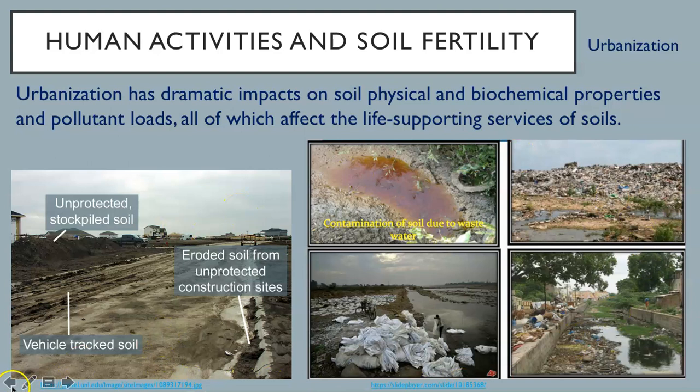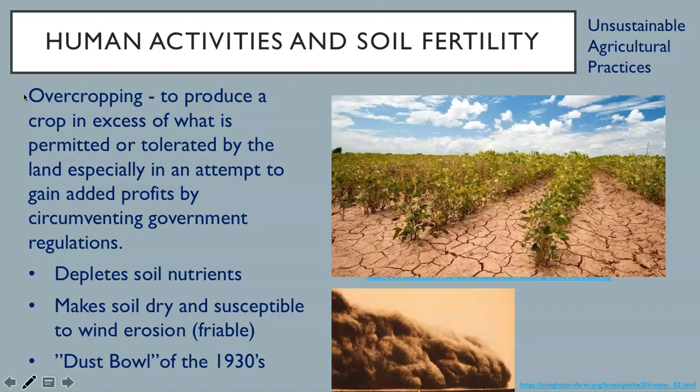Overcropping is a practice to produce a crop in excess of what is permitted or tolerated by the land, especially in an attempt to gain added profits by circumventing government regulations. This practice depletes soil nutrients, and it makes the soil dry and susceptible to wind erosion, or it makes it friable. This occurred in the 1930s, the Dust Bowl, in which the American Midwest suffered a major period of wind erosion. Through the overuse of the land, an area the size of the United Kingdom, from Nebraska through Texas, this whole area was affected by severe wind erosion.